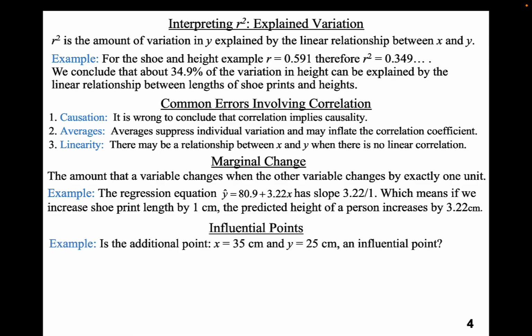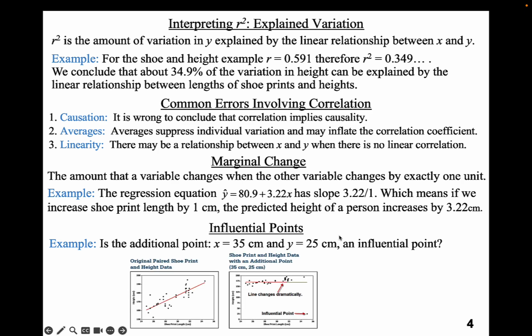Influential points. For example, is the addition of, let's say we threw in there a shoe print length of 35 centimeters and a height of 25 centimeters. Okay, think about that for a second. Shoe print length, 35 centimeters, height, 25 centimeters. So we're asked, is that an influential point? Well, one way to find out is look at that scatter plot. This was the scatter plot for the shoe print lengths with that additional 40 data values.